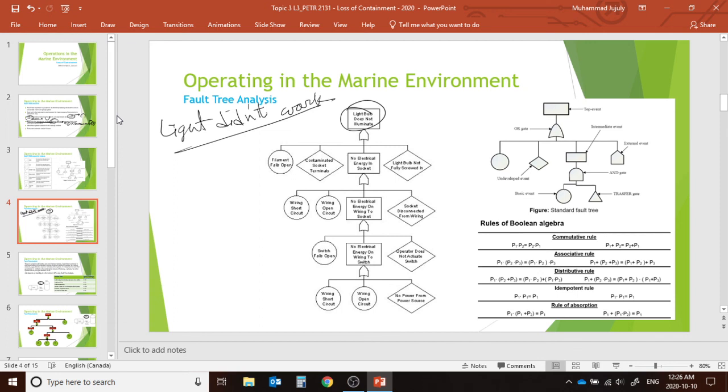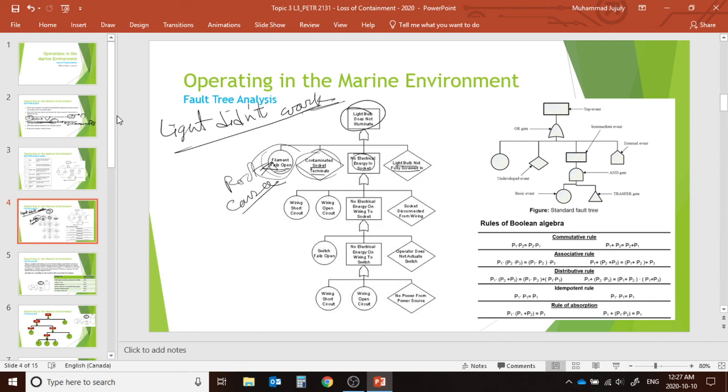So there are lots of issues that could be associated with the illumination of the light bulb. For instance, the filament of the light bulb fails open. That means the filament could go wrong, or the socket terminals could have contamination, or there is no electrical energy at the socket, or the light bulb is not fully screwed in. So here, if the filament fails open, there is no further way down. We have already identified the cause, the root cause.